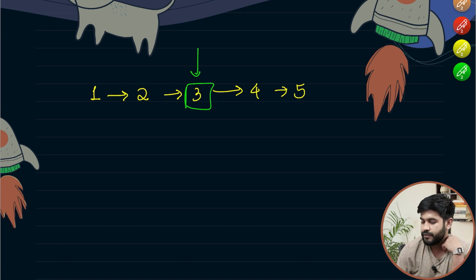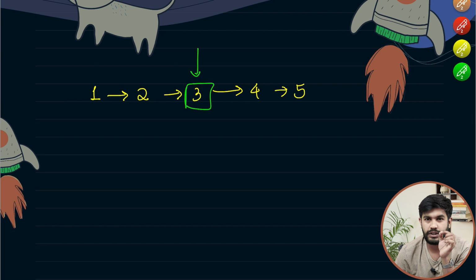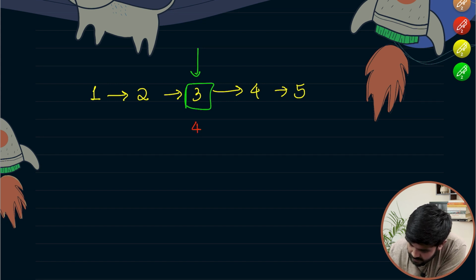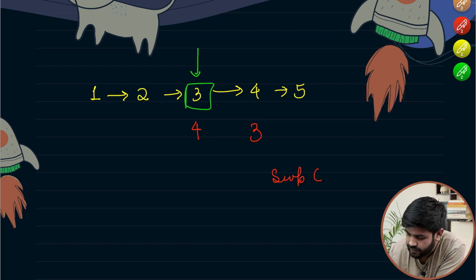So here we need the link of the previous node, but we can't really go back to the previous node in a linked list. We can only move forward. So what we can do is, we can make this 4 and this 3. Why? Because we can just swap the values. Swap the data of this and this, which is now 4 and which is now 3.